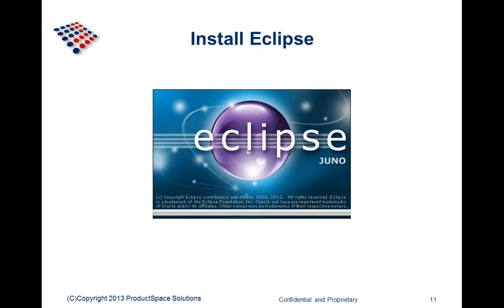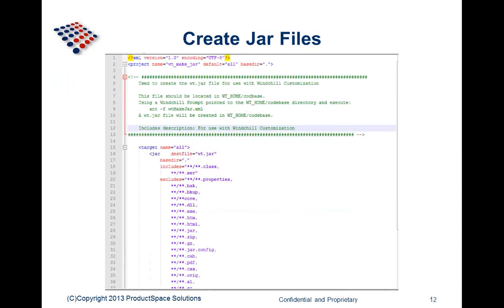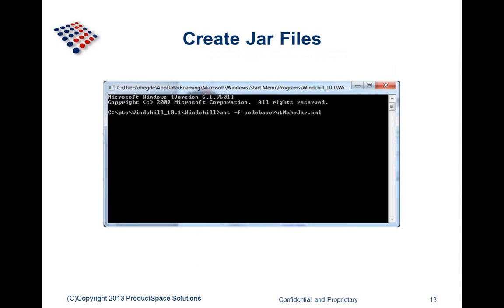The first step in the process is to install Eclipse. The next step is to generate the Windchill jar files that are required for Windchill customization. So what we do here is generate the Ant XML scripts. In this case, we have generated a script called wt-make-jar. We then use the ant command to generate the required jar file from the Windchill shell.